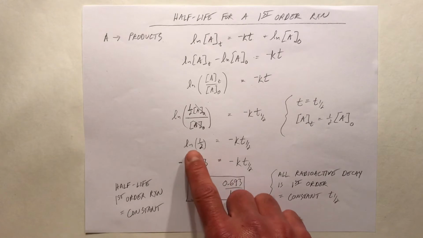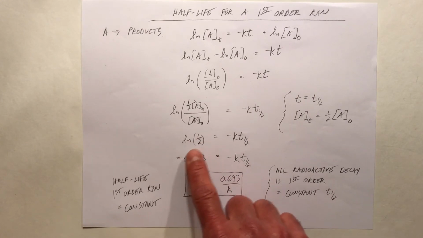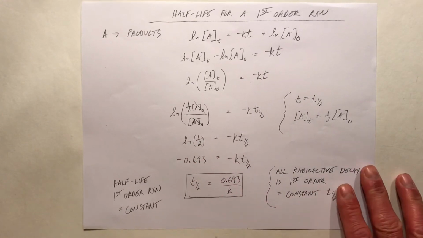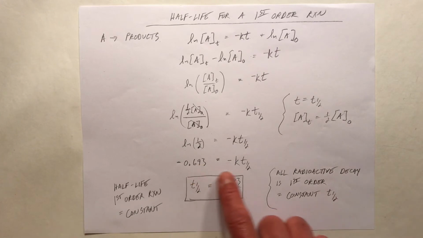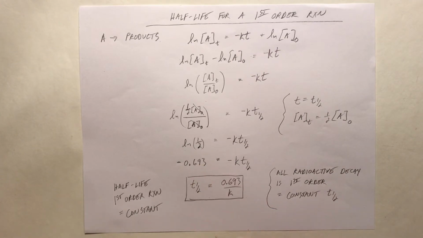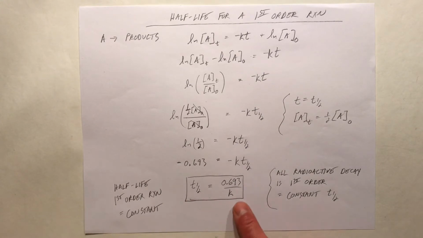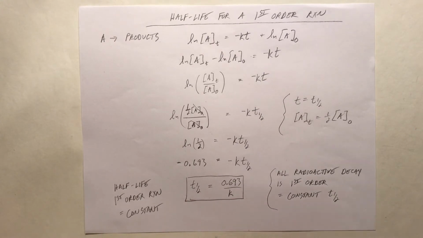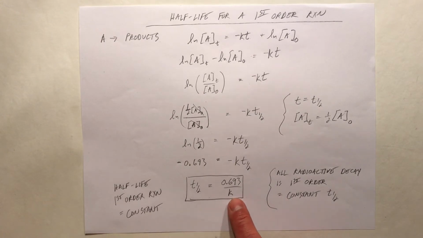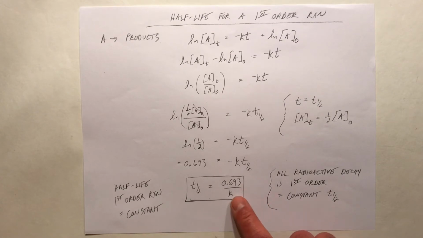We can punch this in the calculator. The natural log of 1/2 is negative 0.693, and say that's equal to negative kt 1/2. Rearrange it, and we get that t 1/2 is equal to 0.693 over k. That's always the half-life of a first-order reaction, and notice it's constant because k, the rate constant, is constant. So when you take a number divided by a constant, you still have a constant.